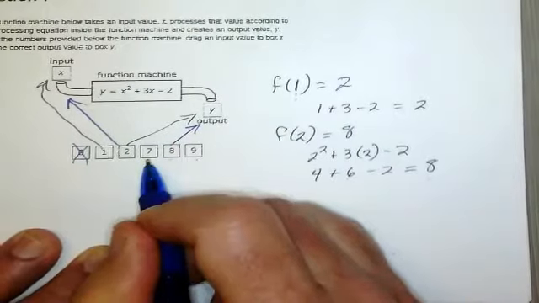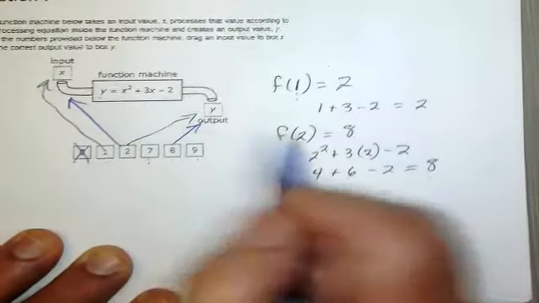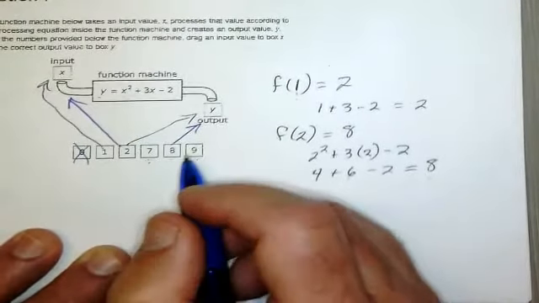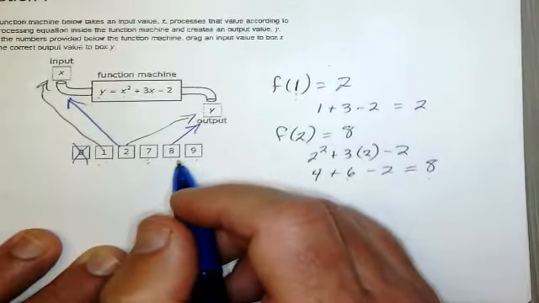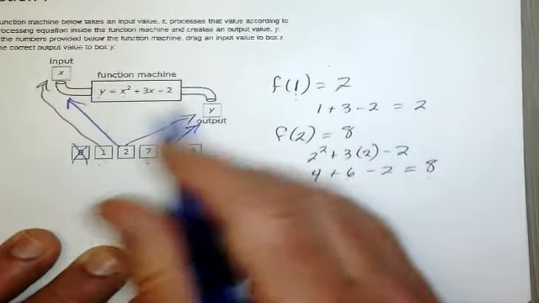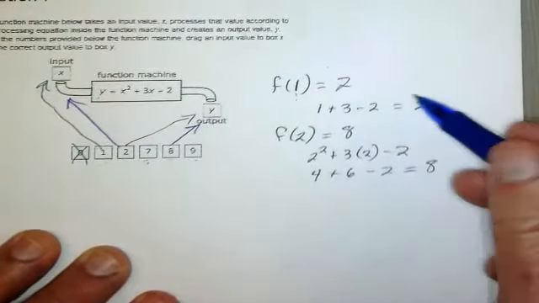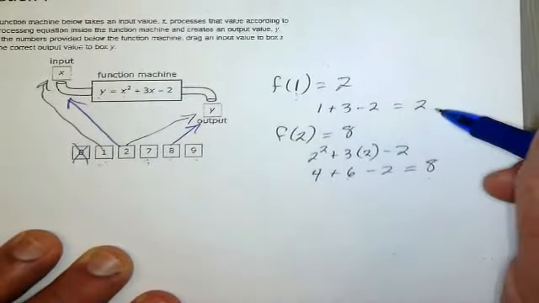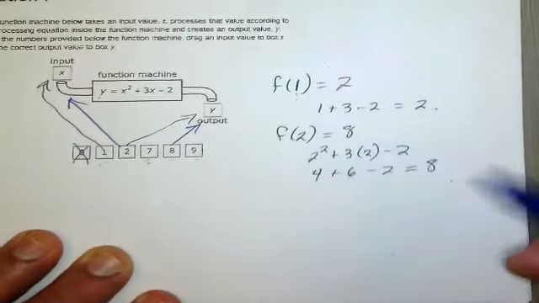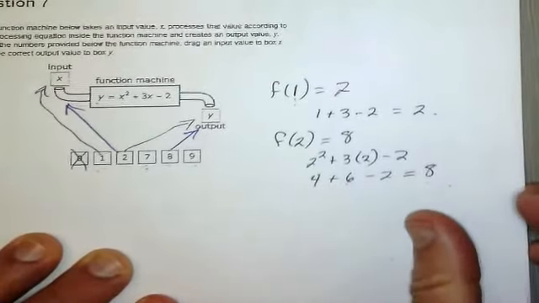7 does not work. That's 49 plus 21 minus 2. There's not a sum there. 8 is obviously not going to work; 7, 8, 9 give us too large of numbers. So the two that work are f of 1, which is 2, and f of 2, which is 8. So that has two possible answers. Okay, question 8.